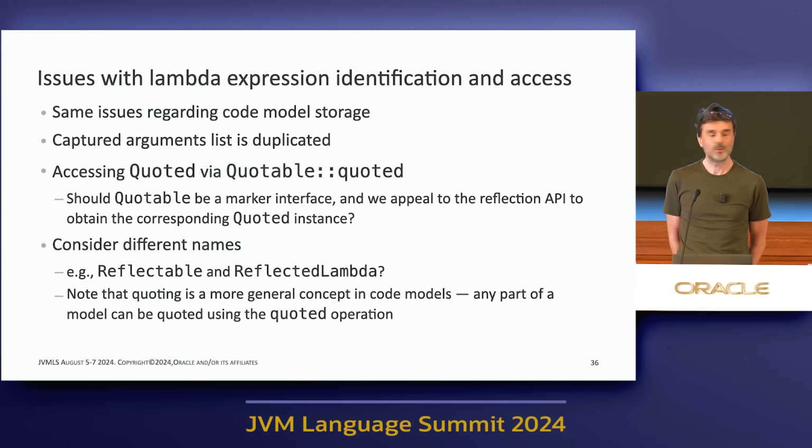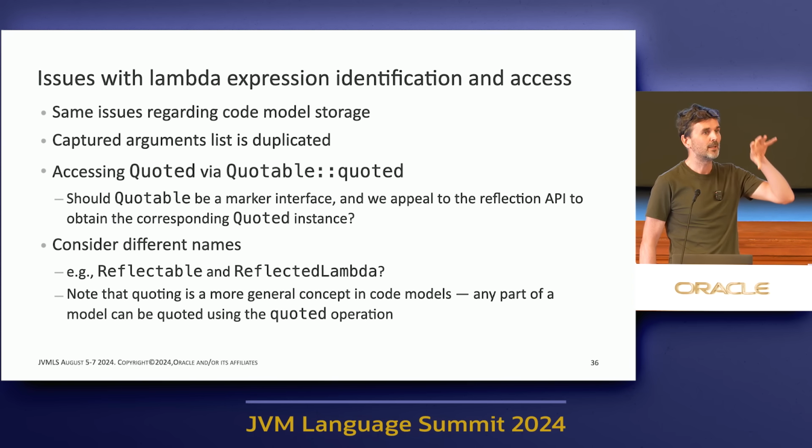Perhaps quotable should be a pure marker interface, and we appeal to reflection to get access to the model of something that's quotable instead. And I think we need to think of different names here to avoid the metaprogramming trap. It's maybe reflectable and reflectable lambda. But as I note, quoting is a more general concept to code models.